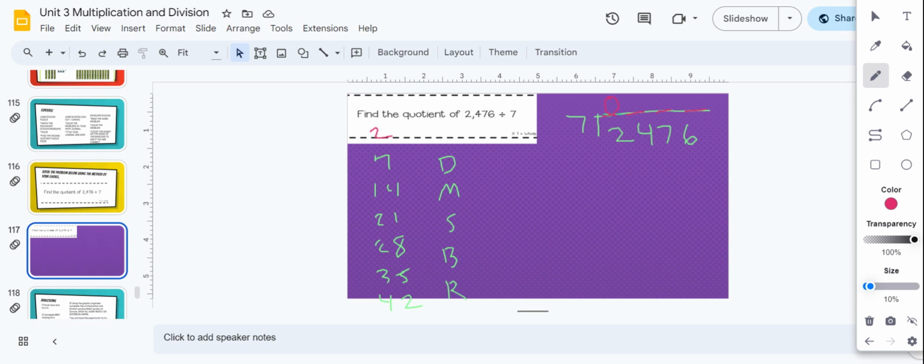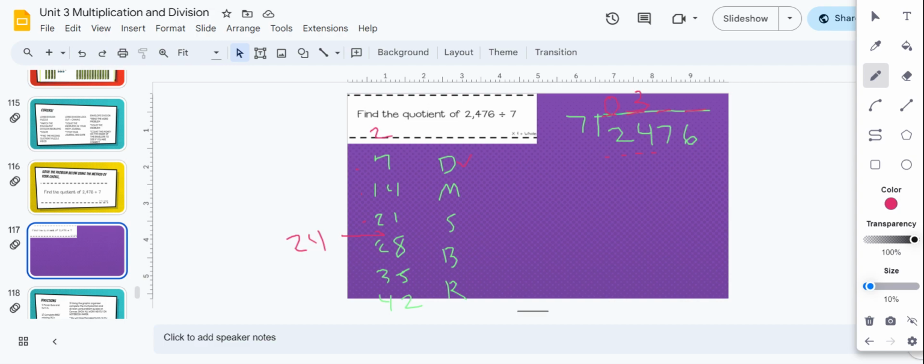So then I start and I go into 24. Can 7 go into 24? Yes, 7 can go into 24. 24 would be right here. So 7 can go into 24 once, twice, and 3 times. So I'm going to put a 3 above that 24. I just divided. I'm going to check it off.